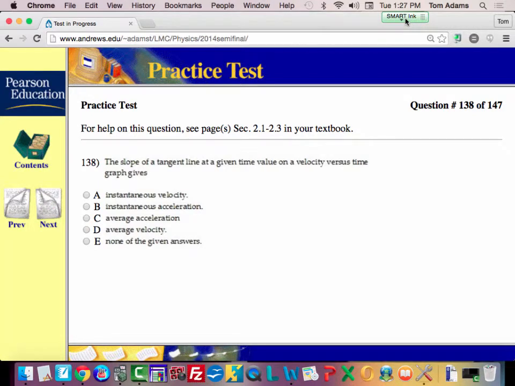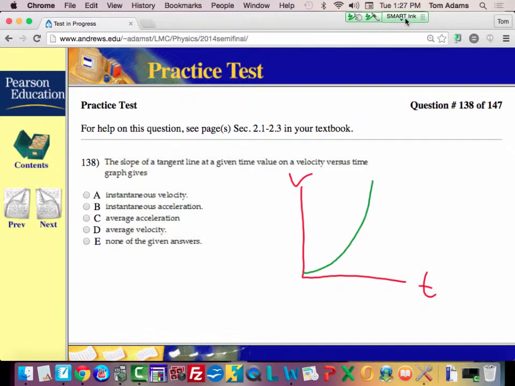138. The slope of the tangent line at a given value of velocity versus time gives what? So now I just kind of answered this. I have a graph of velocity over time. Let's say it does something like this. Now the tangent line intersects the curve at one point.